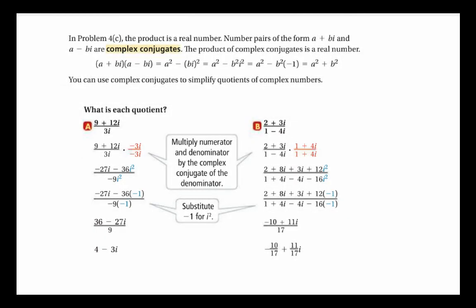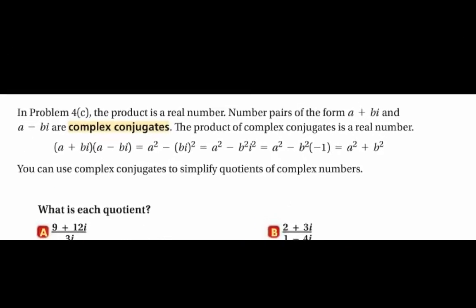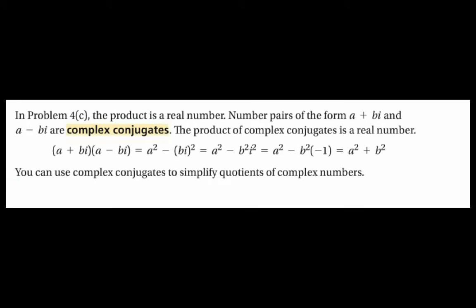In the last example, the product was a real number. Number pairs of the form a plus bi and a minus bi are what are called complex conjugates. The product of complex conjugates is a real number. So in general, two complex numbers a plus bi times a minus bi have a product of a squared plus b squared. Okay, and this shows you how you get there.